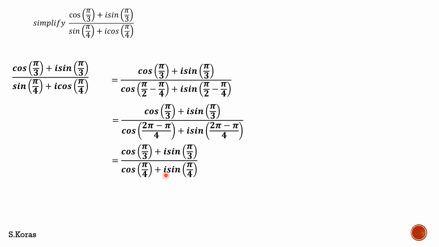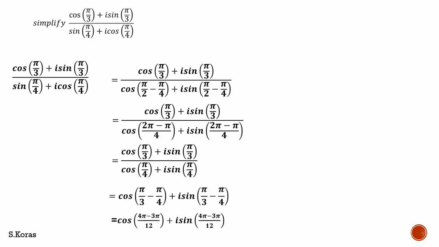What the formula says: if you want to divide two complex numbers in polar form, we have to divide their modulus. After that, we have to subtract the argument of the denominator from the numerator, that is pi by 3 minus pi by 4. So if you simplify, your answer will be cos of pi by 3 minus pi by 4, the same way for sine. Now if we take LCM, our answer will be cos of 4 pi minus 3 pi by 12, the same way for sine, and our answer will be cos of pi by 12 plus I into sine of pi by 12.